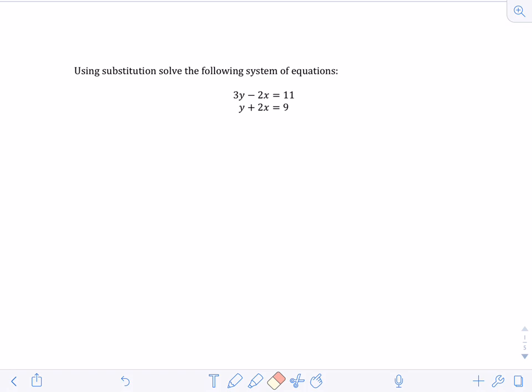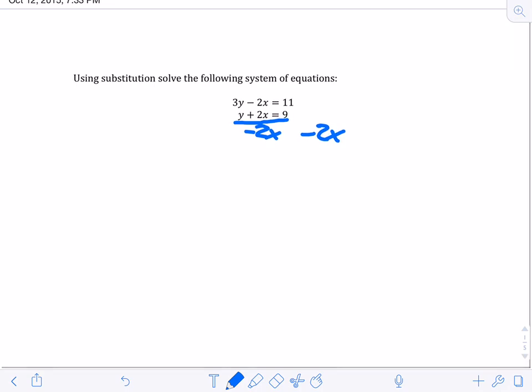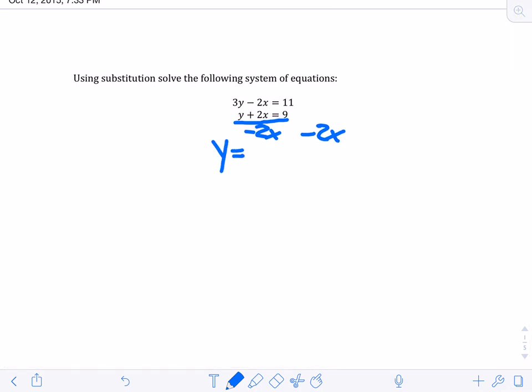If we look at our example here, we can see that it would be very simple for us to solve this bottom equation for y. We subtract 2x from both sides, and we get that y is equal to 9 minus 2x. And here's where the substitution comes in. Since we know what y is, we can plug in for the y in the first equation.